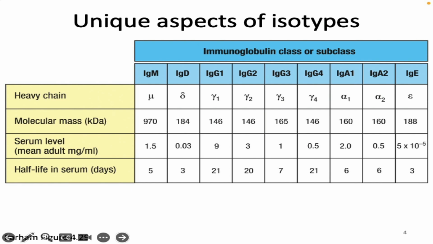I'm not going to get super into that. Similarly, there's multiple types of IgA. You just know about IgG. That's fine. But what you can notice if you just look at the aspects of isotypes is that some of them might vary in molecular mass. Some of them will vary in level in the serum. Some of them vary in terms of half-life.